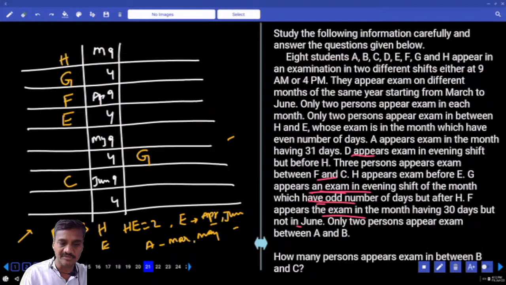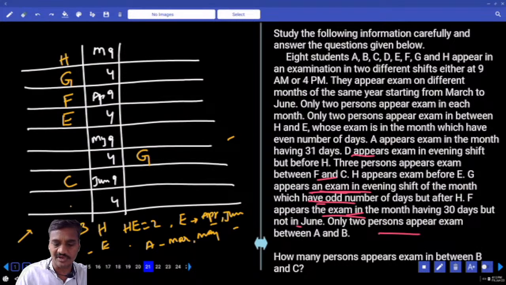Then here E must be in the month of April, A in the month of either March or May. Between H and E there are 2 people. Now E is after this H, isn't it? Then according to this one, H appears before E and G appears in the examination in the month having odd number. F appears in the month having 30 days, but not in June. But as finally F in the month of April, only 2 persons between A and B.